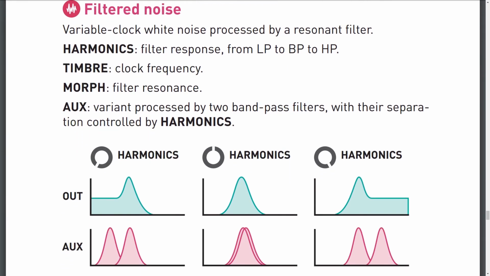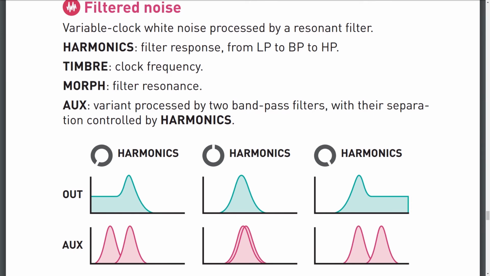Filtered noise: variable clock white noise processed by a resonant filter. Harmonics: filter response from LP to BP to HP. Timbre: clock frequency. Morph: filter resonance. Aux: variant processed by 2 bandpass filters, with their separation controlled by harmonics.